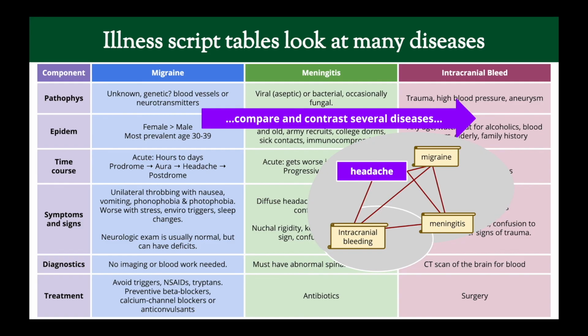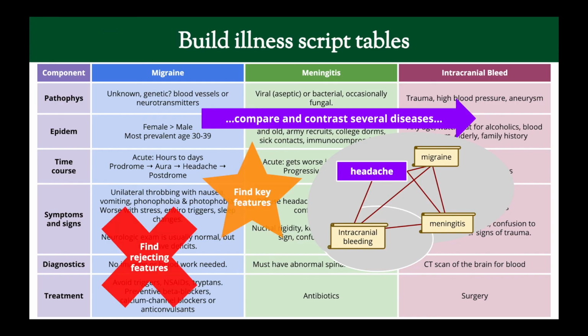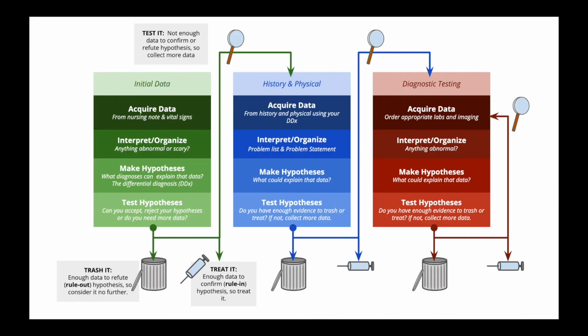So when you are studying, it's important to organize information. Try and organize it in an illness script so that you can think about, if I were seeing a patient with this disease, what information would I need to find in order to prove to myself that this patient either has or doesn't have this disease. And then by putting it in an illness script table, you're able to compare and contrast, figure out the differences between various diseases. Again, try to identify key features and rejecting features as well. And that's it for illness script tables.